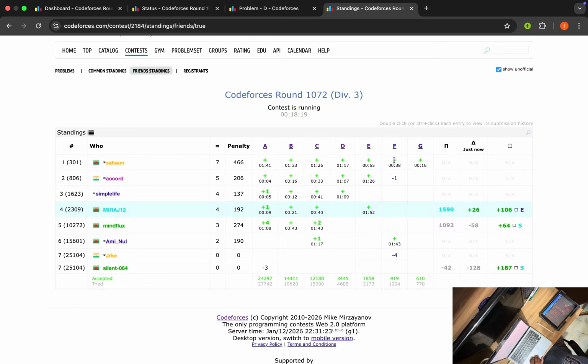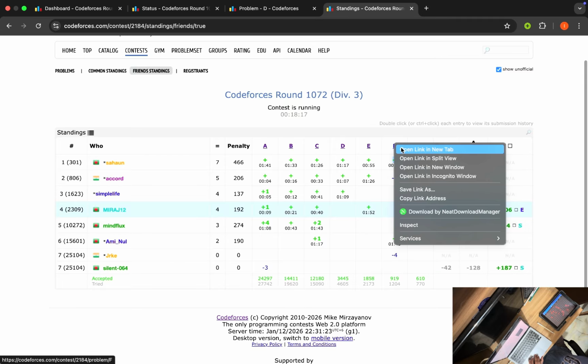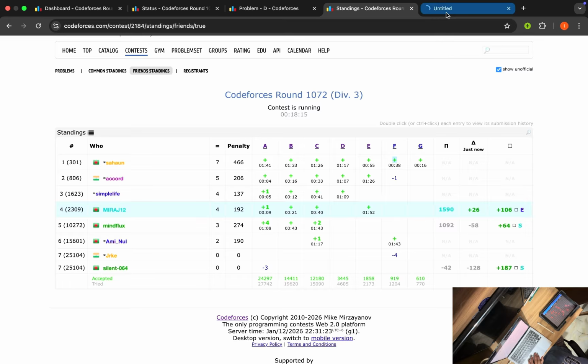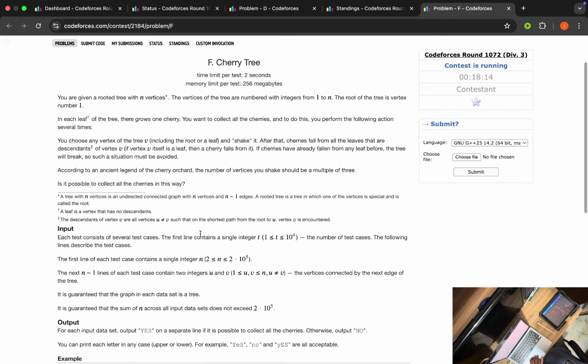Should I give a try for this one? Let's at least read it. You are given a rooted tree with n vertices. The vertices of the tree are numbered from 1 to n. The root of the tree is vertex 1. On each leaf of the tree there grows one cherry.